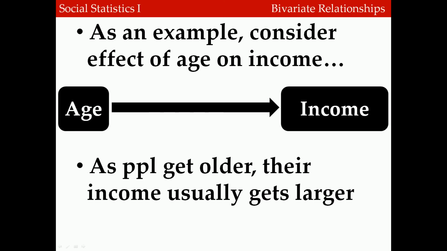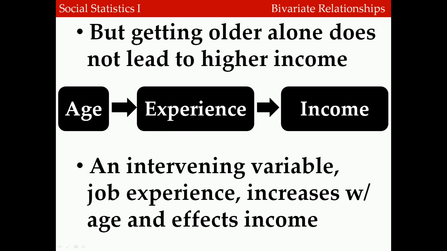As a concrete example, consider the following. We all think that as people get older, they get more income. And so we might think that there's some kind of direct effect between age and income. But actually, it's not the mere fact of getting older that makes people get more income. It could be something like having more job experience. As people get older, they get more job experience and they get promotions and they get raises, and that's the thing that causes them to get higher income. So in fact, there's an intervening relationship between age and income that involves job experience.